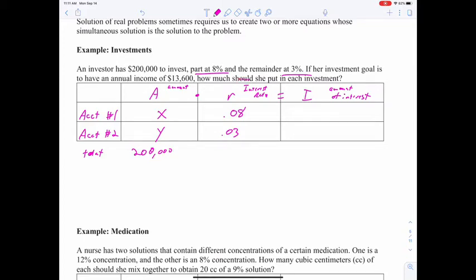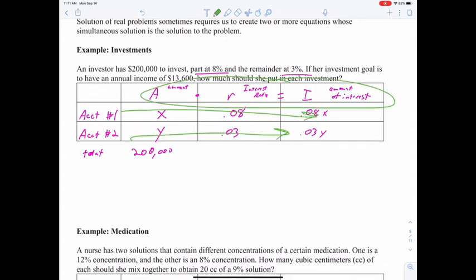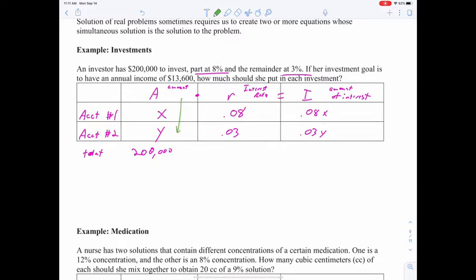Okay, so we follow this equation. We have amount times the interest rate equals the amount of interest. So we multiply across. Okay, so in other words, we're going to get 0.08x. And this one will be 0.03y. Okay, so notice what we did here. Using this table, if we go this direction, we're multiplying. Follow the equation, right? The other rule of this box method, or chart method, is when we go down, we're going to add. Okay, and that's going to help us get the two equations.